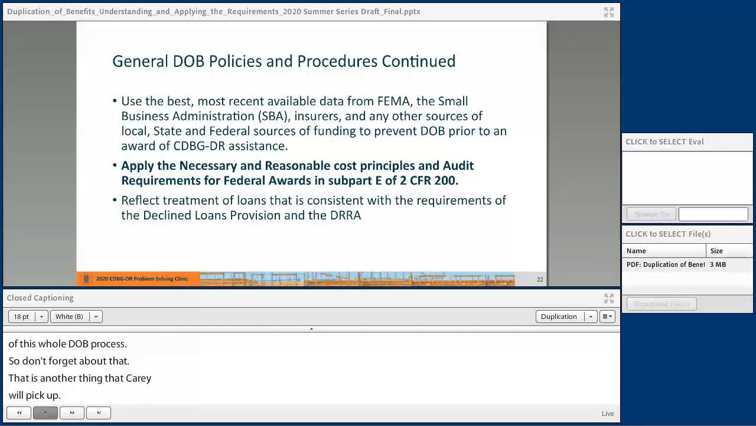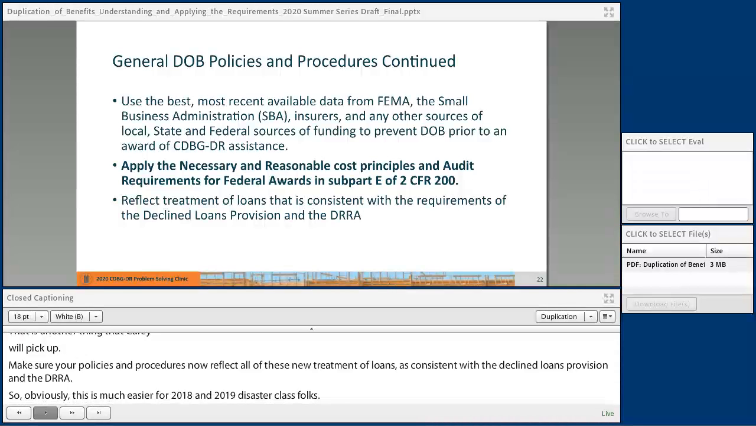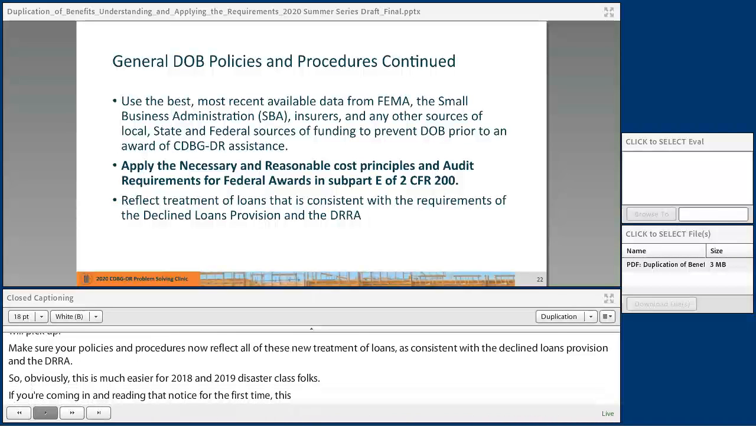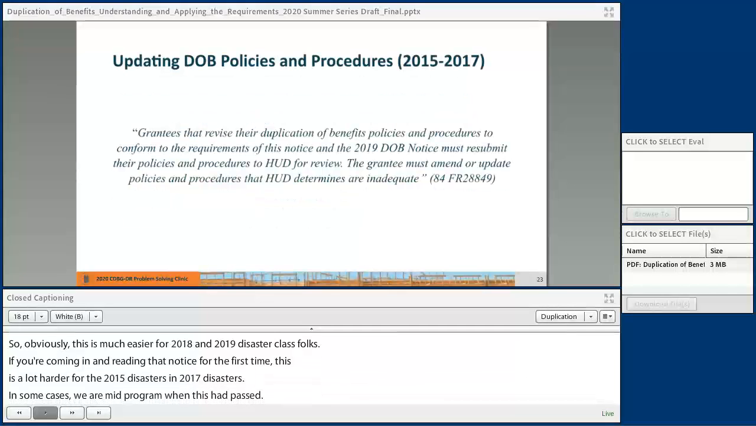And so obviously this is much easier for 2018 and 19 disaster class folks coming in and just reading that notice for the first time. This is a lot harder for our 2015 disasters, our 2016 and 17 disasters, who are really, in some cases, mid-program when this law was passed. And so we just want to walk through the steps for you specifically to make sure, again, we're on the same page when it comes to process.